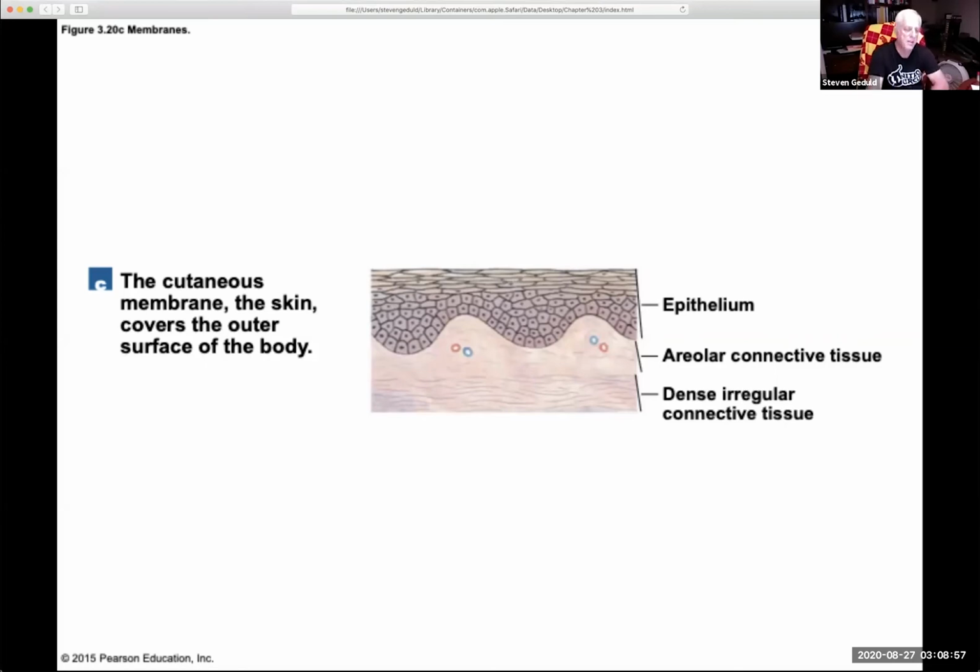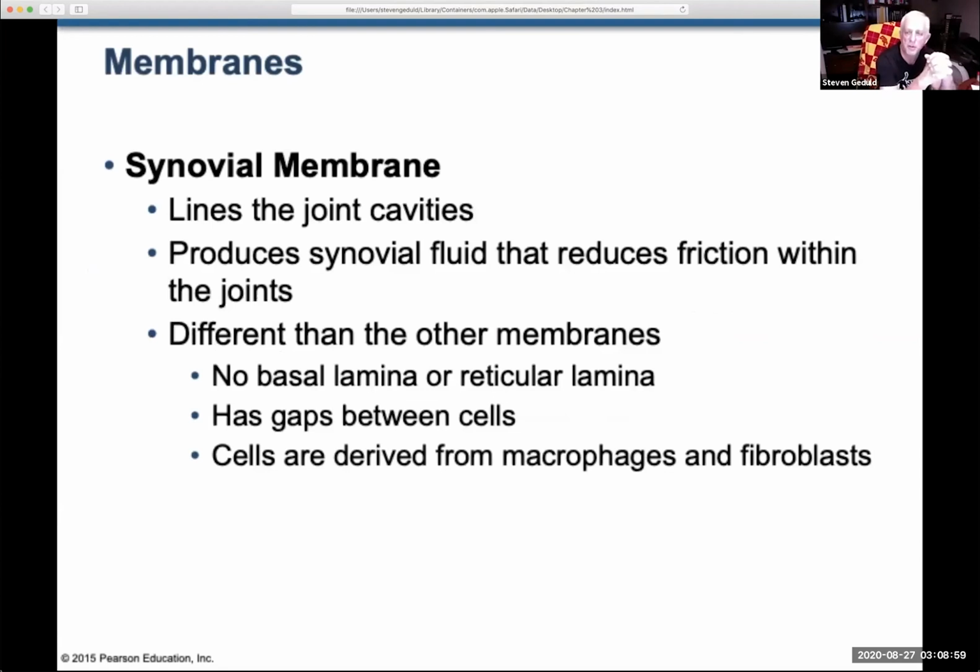Okay. Fourth membrane is your synovial membrane. These are fluid-filled membranes. They line joint cavities, your elbow, your knee, your temporomandibular joint. They produce synovial fluid that reduces friction within the joint. Okay? Can you imagine every time you talked, as you draw, the condyle of the mandible rubs against the fossa, that bone was rubbing on bone, right?